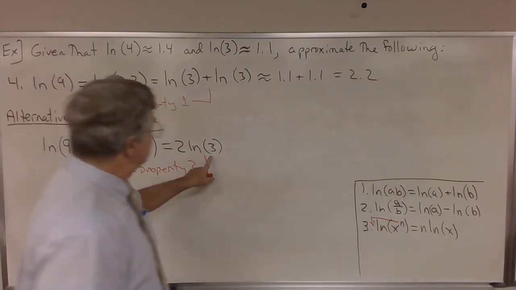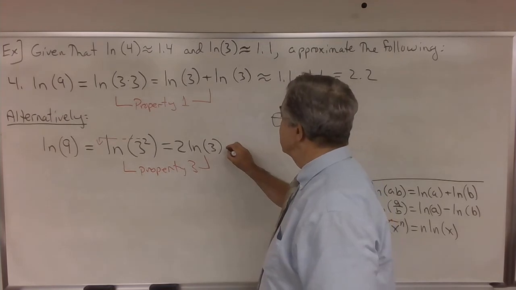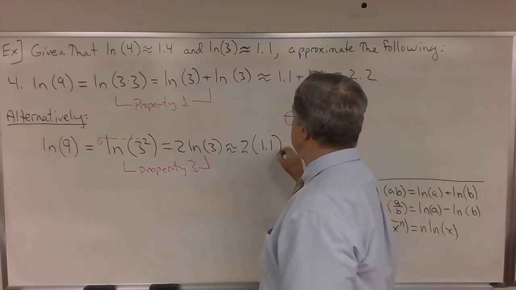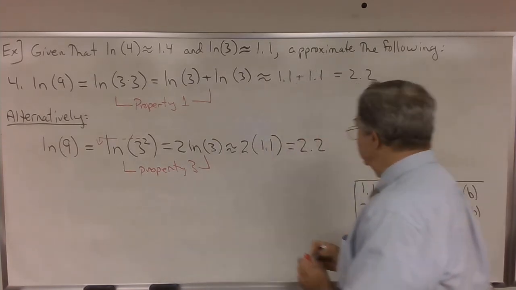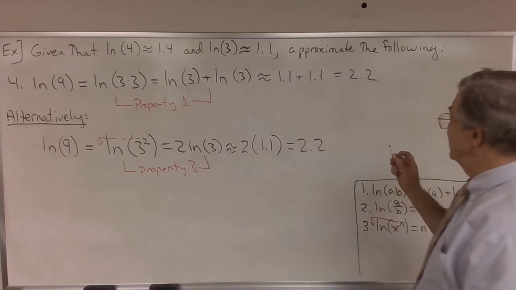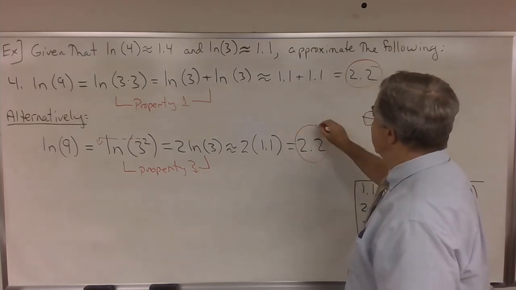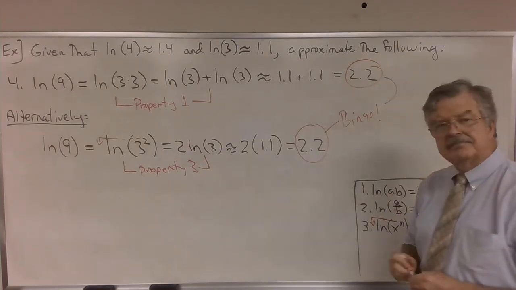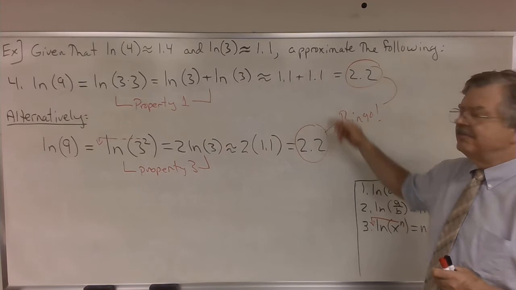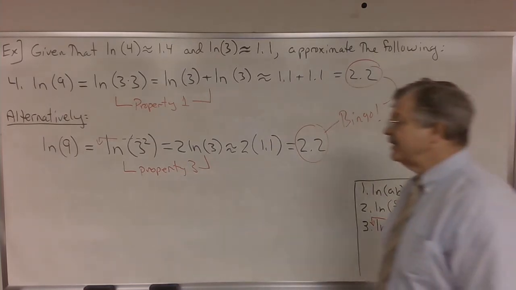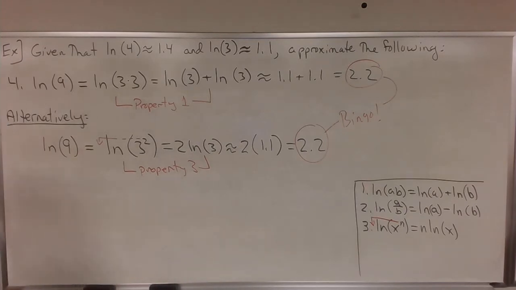And now we just plug in the approximate value for natural logarithm of 3. 2 times 1.1, which equals 2.2. And if these properties are correct and consistent, then we have to get the same thing both ways, which we do. So it was good to do this both ways just to see that property 1 and property 3 are perfectly consistent with one another.